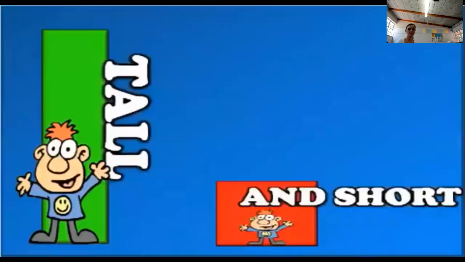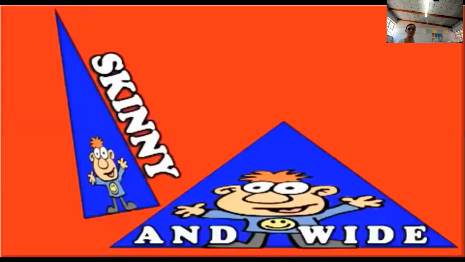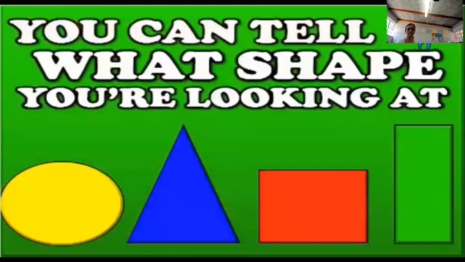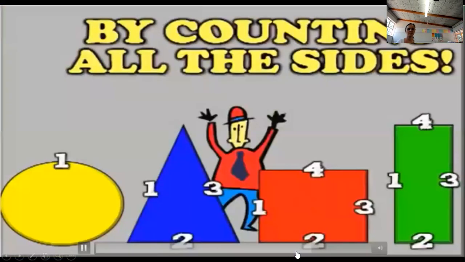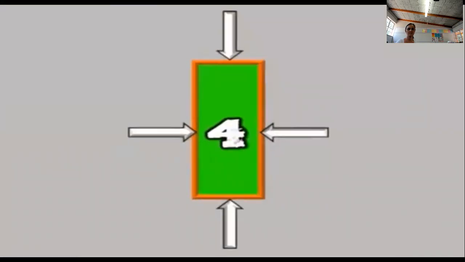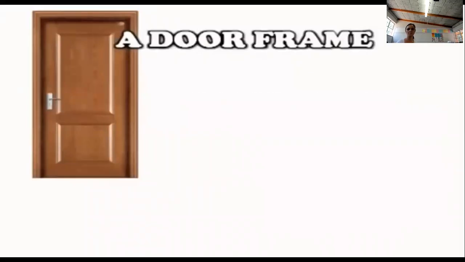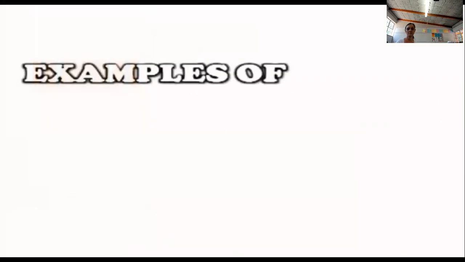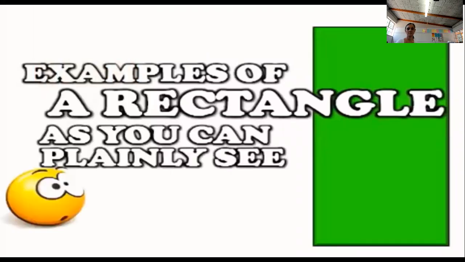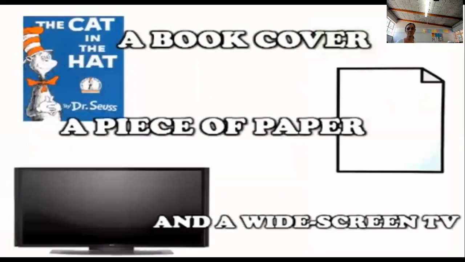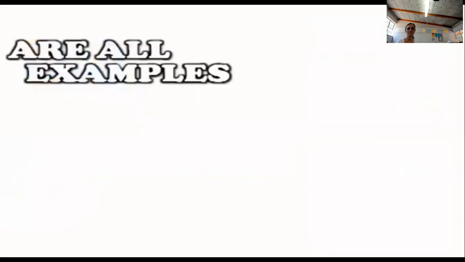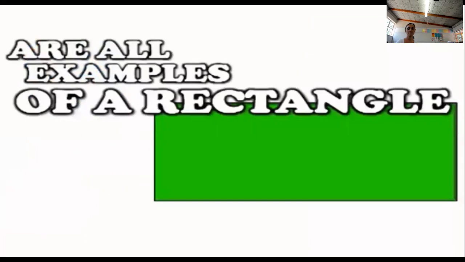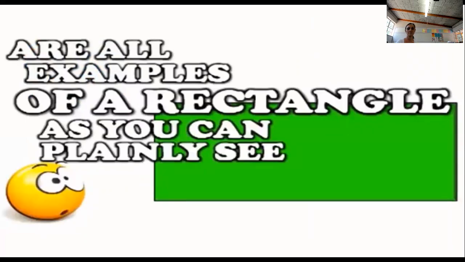Shape, tall and short, skinny and wide. You can tell what shape you're looking at by counting all the sides. A rectangle has four sides, two short and two long. A sofa frame, a dollar bill, and a chocolate bar would be examples of a rectangle, as you can plainly see.